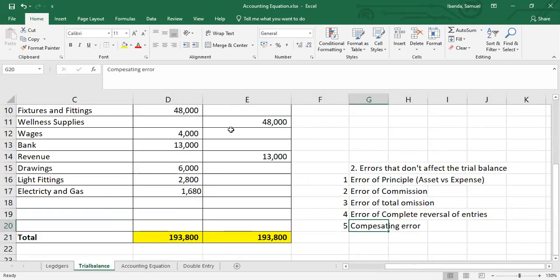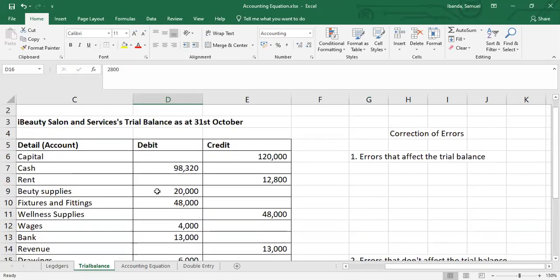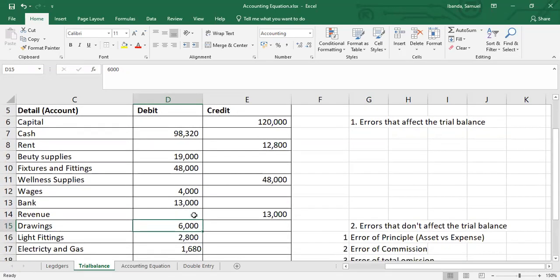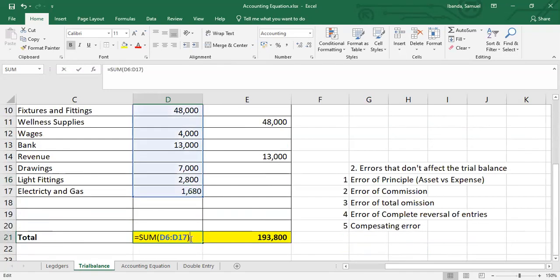Now, what is going to happen here, under your beauty supplies, you're going to have 19,000. You get it? Then under your drawings, you have 7,000 because that is what the error has done. Let's check our trial balance. You see, our trial balance still balances even when we've made that error. Now, in that case, that error cannot be detected by the trial balance.